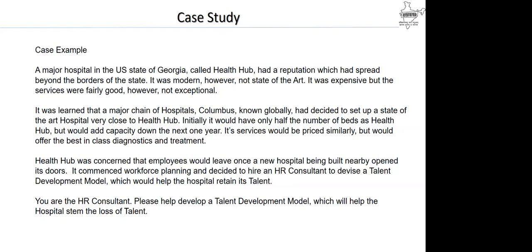Health Hub was concerned that employees would leave once the new hospital being built nearby opened its doors. It commenced workforce planning and decided to hire an HR consultant to devise a talent development model which would help the hospital retain its talent. Now, you are the HR consultant. Please develop a talent development model which will help the hospital stem the loss of talent.